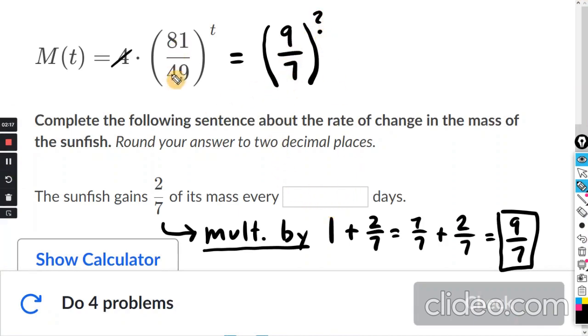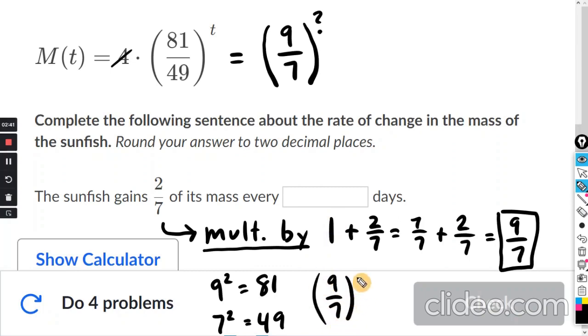Well, if you look at 9/7 and 81 over 49, we know that 9 squared is 81, and we know that 7 squared is 49. Okay, so if you take 9 over 7 and square it, you're going to get 81 over 49. Okay, so in place of 81 over 49, I am going to make this 9 over 7 squared.